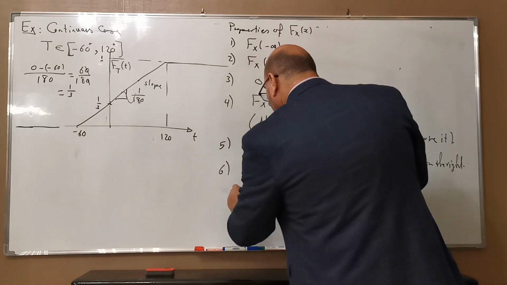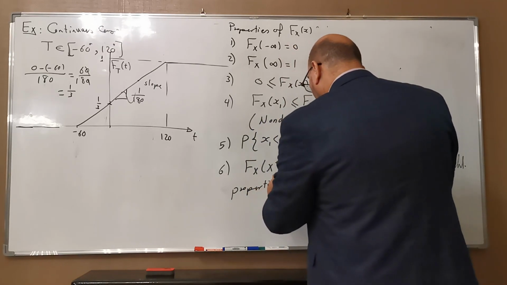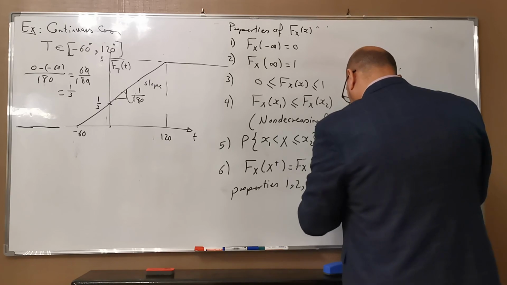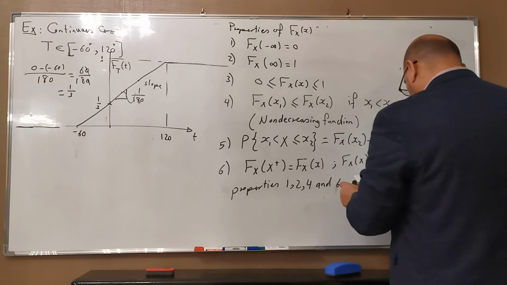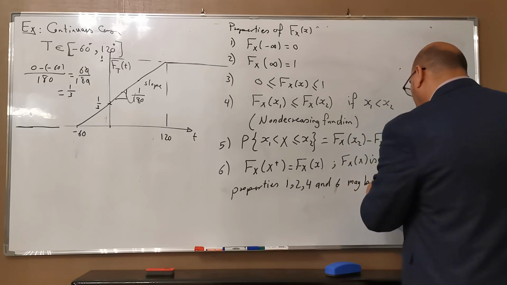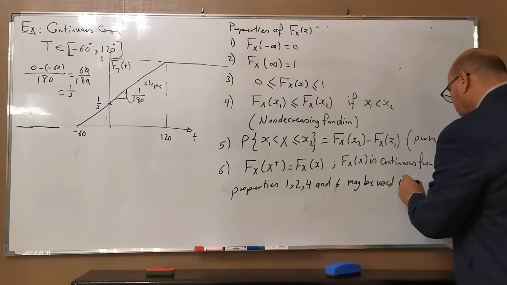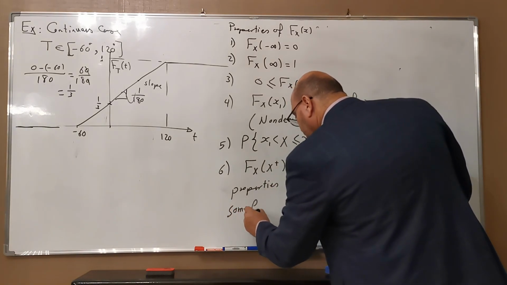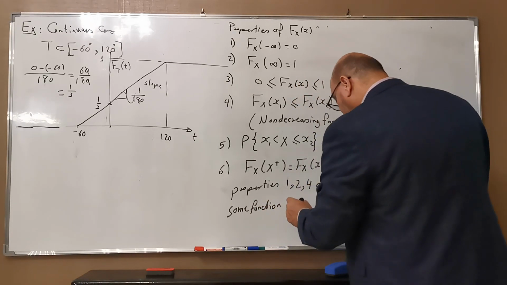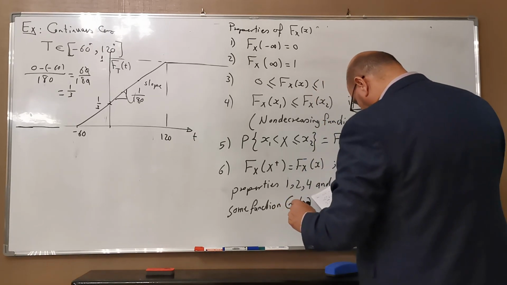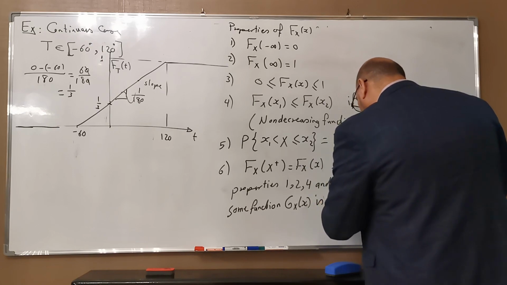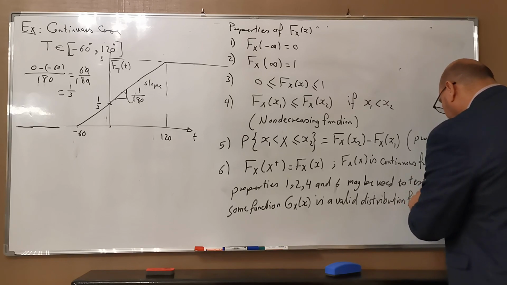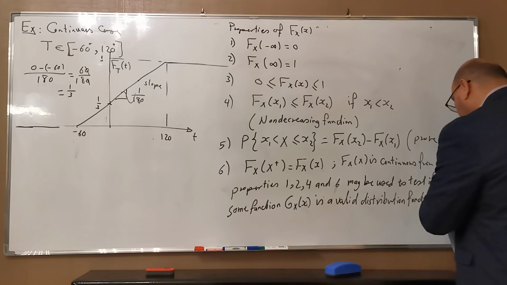Now, properties 1, 2, 4, and 6 may be used to test if some function, say gx of x, is a valid distribution function or not.